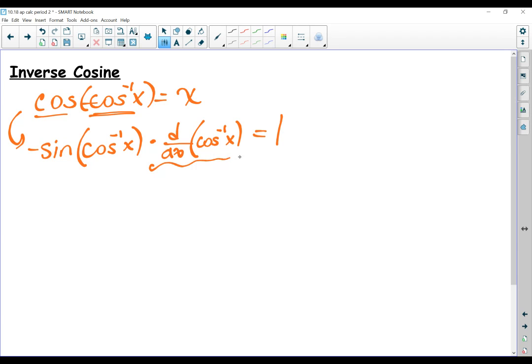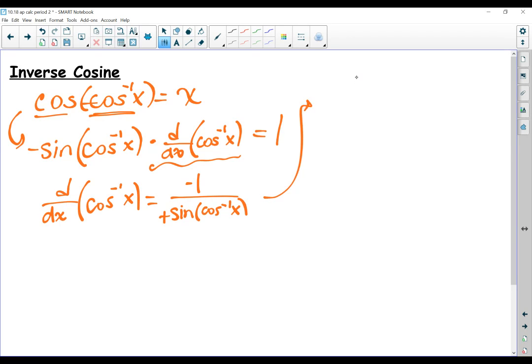Now, if this is the piece I want to figure out, I'm going to isolate that piece, and it tells me the derivative of inverse cosine of x is 1 over negative sine of the inverse cosine of x. What I might automatically do is just move that negative on top, just because I don't like it with that sign. But now I'm going to use the same idea to simplify this inverse trig expression by thinking of my right triangle.